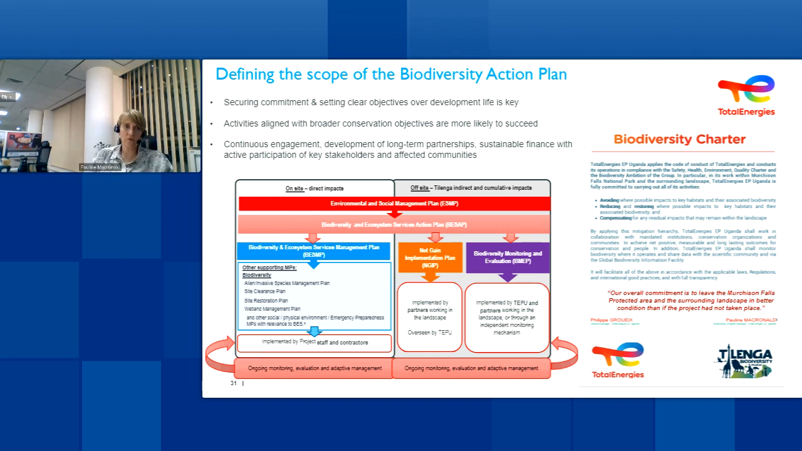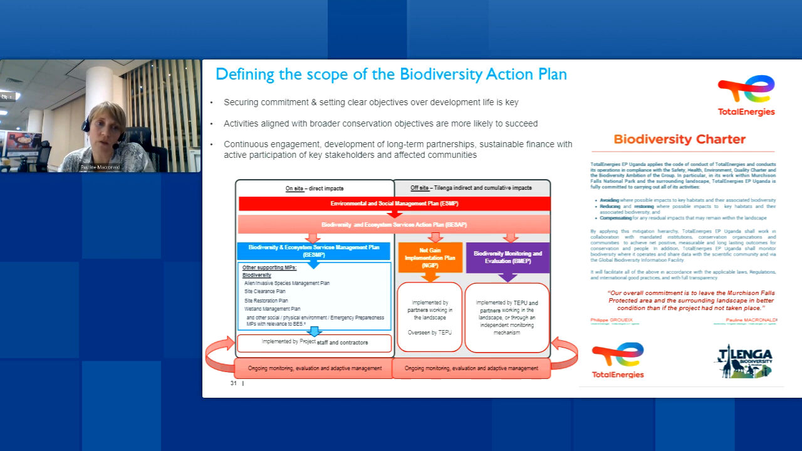So in terms of defining the scope of the action plan, there are a few key elements that we looked at. The first thing was securing the commitment, particularly a commitment from the company, and also setting clear objectives over the development life is key. So we had said very early that this is a 25-year development. Therefore, from the outset, the Biodiversity Action Plan is going to be done over that period, obviously to ensure that gains will last long into the future, hopefully.